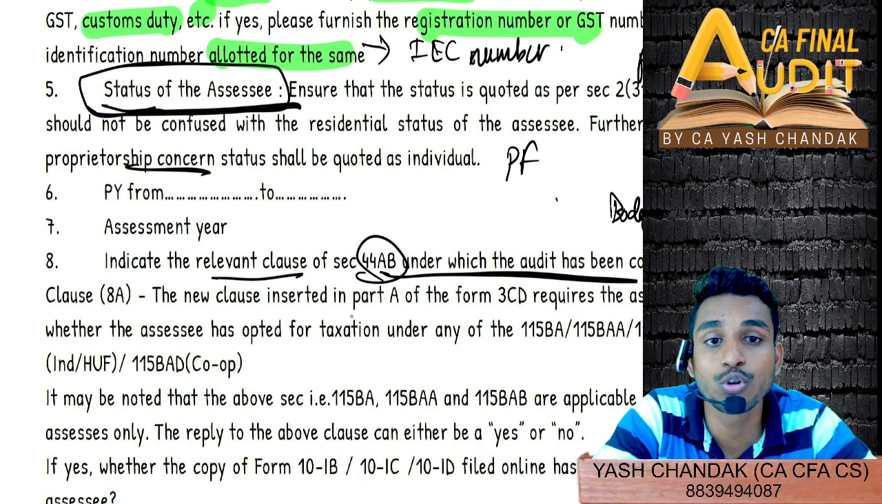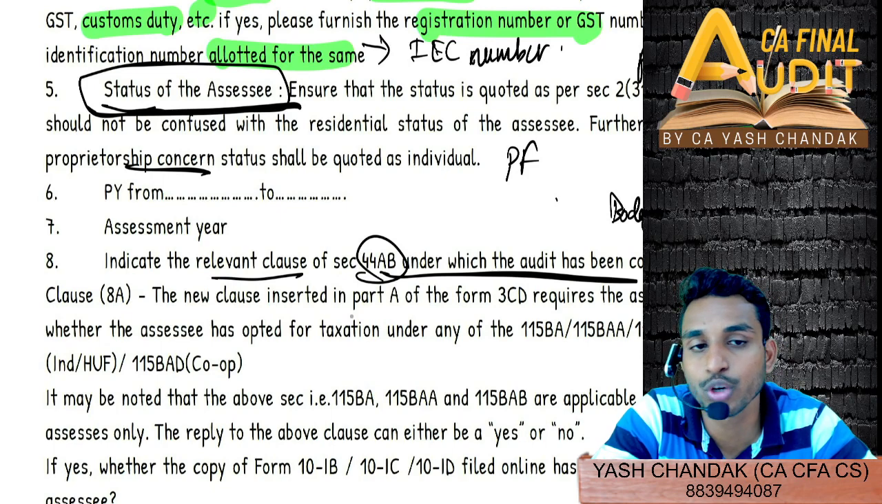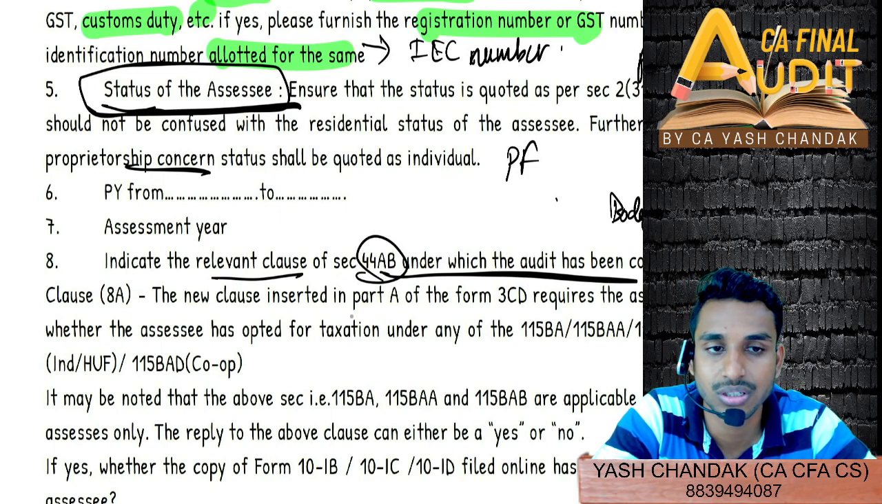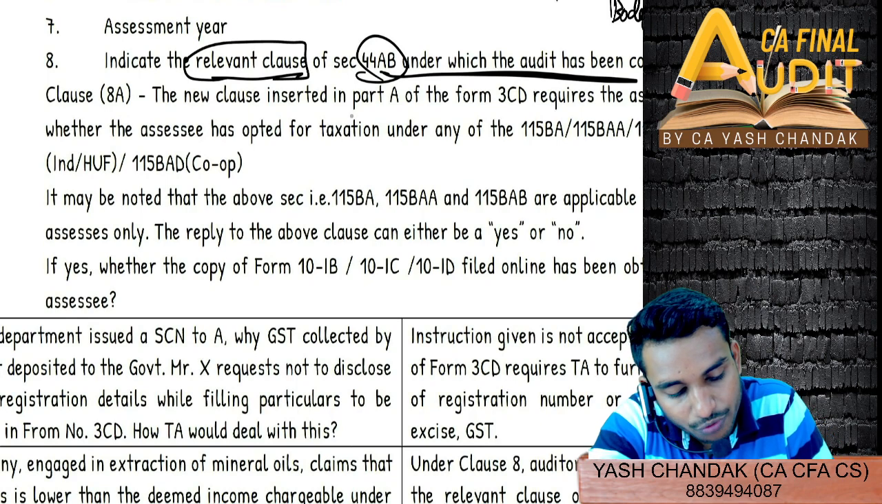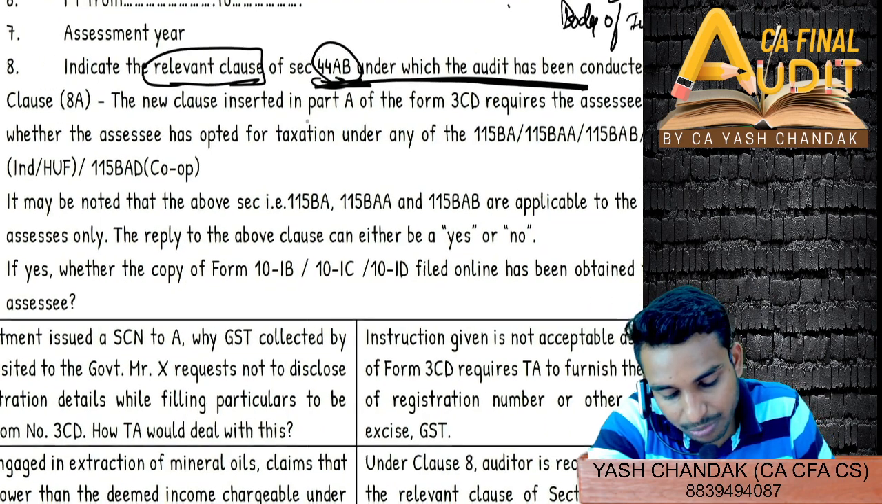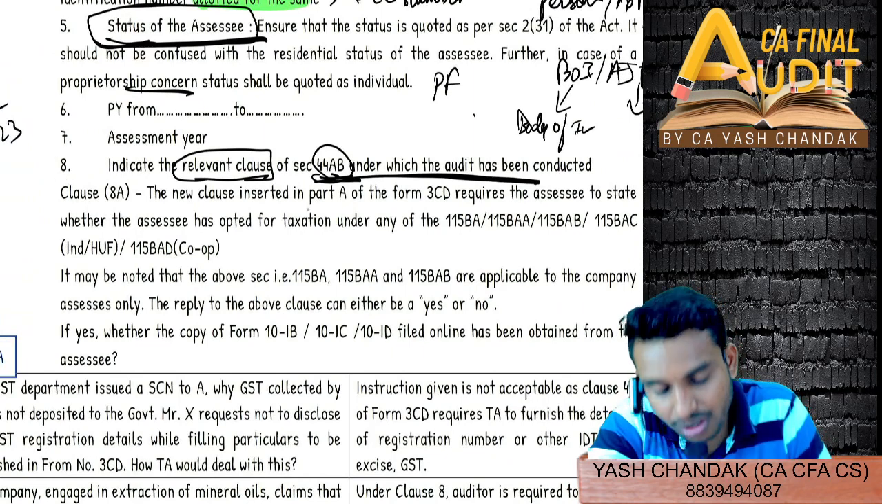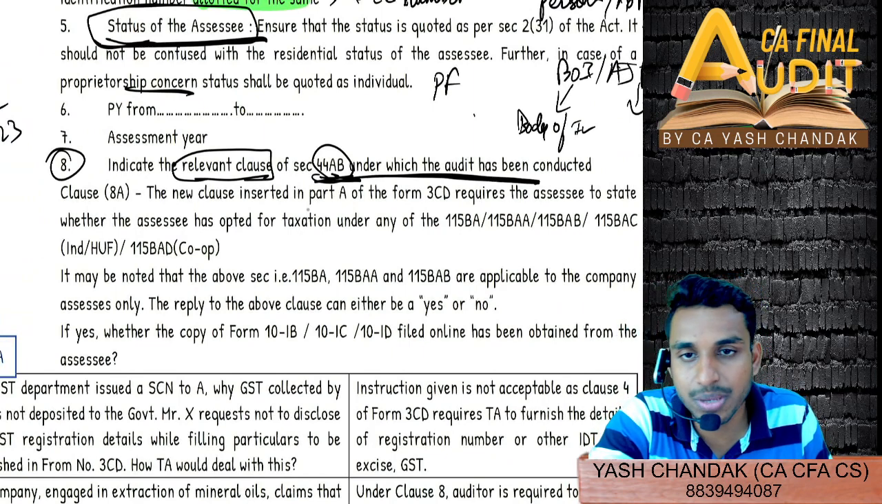44ADA is for whom? Professionals. 44AD is for business. 44ADA is for professionals. So you have to indicate the relevant clause of section 44AB under which audit has been undertaken. This is what clause 8 wants you to speak about.